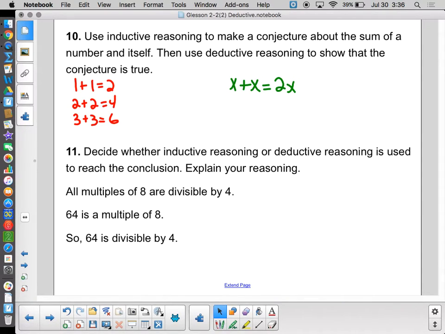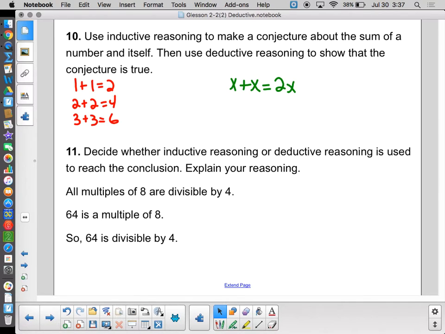Finally here, decide whether inductive or deductive reasoning is being used to reach a conclusion, and explain your reasoning. These are a little tricky, but let's take a look at it. All multiples of 8 are divisible by 4. Is that based on mathematical facts? If it's a multiple of 8, it's also a multiple of 4? I would say yes. That is a mathematical fact. Anything that's a multiple of 8 is also a multiple of 4. Since I'm using mathematical facts to make that conclusion, I would say I'm using deductive reasoning.